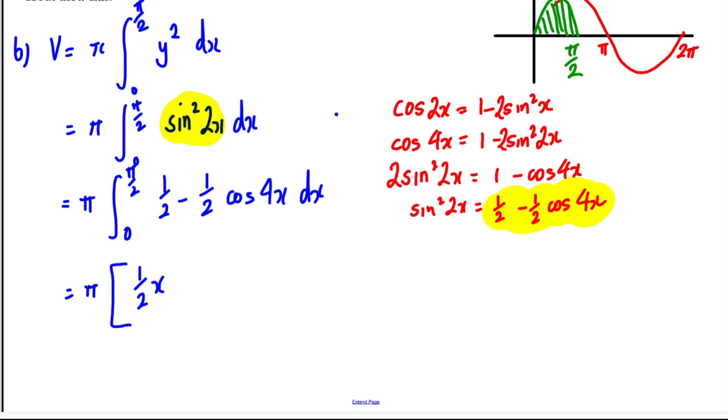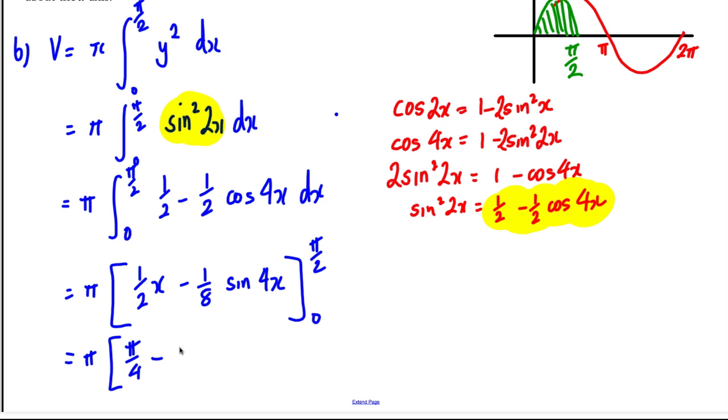you're going to get yourself minus an eighth sine 4x between 0 and pi by 2. The reason for that is if you differentiate minus an eighth sine 4x, you would get a half cos 4x. And now you slot in pi by 2, so keep that pi there. Slot in pi by 2 and you get pi by 4, subtract an eighth sine of 2 pi, which is 0. And you slot in 0, get 0 minus 0.